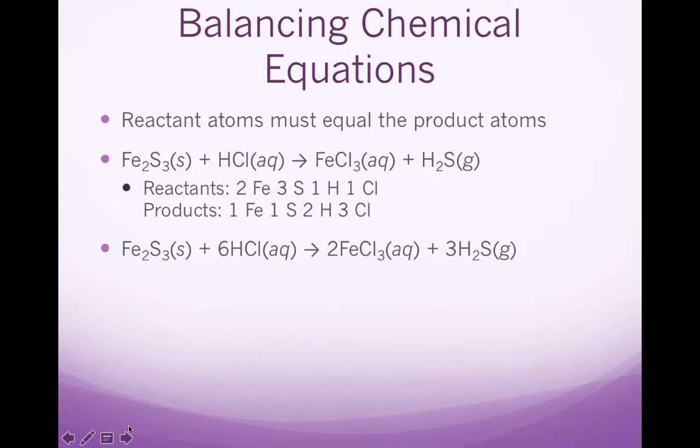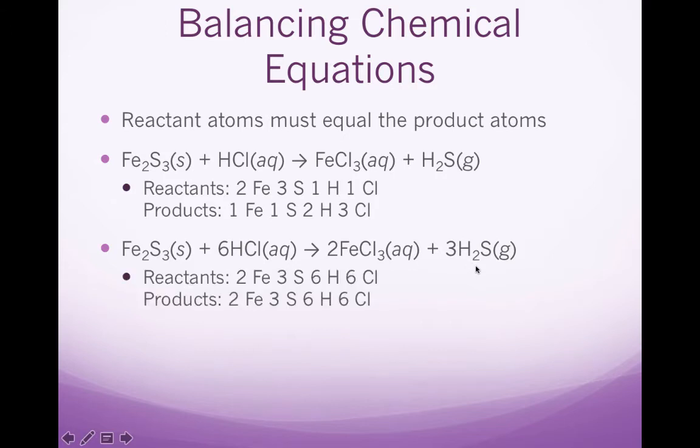Then I looked at the chlorines and I had 6 here because I just put the 2 in front, and how I got that is I took the coefficient and multiplied it by the subscript. So 2 times 3 is 6. So I put a 6 in front of hydrochloric acid. Now I have 6 chlorines. Then I looked at my sulfurs. I have 3 sulfurs here, but I only had 1 here, so I put a 3 in front of my hydrogen sulfide gas. And then I checked my hydrogens. I have 6 hydrogens here, I have 6 here, 3 times 2, and so I'm good to go.